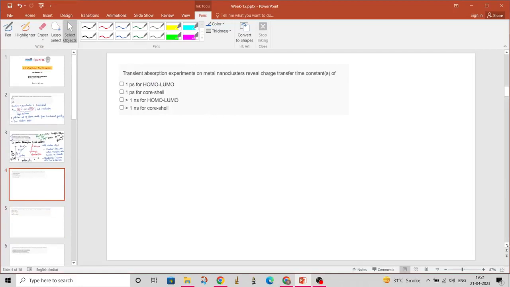Question 3 is about transient absorption experiments on metal nanoclusters, which reveal charge transfer time constants of 1 picosecond from HOMO to LUMO, 1 picosecond for core shell, more than 1 nanosecond for HOMO LUMO, and more than 1 nanosecond for core shell.